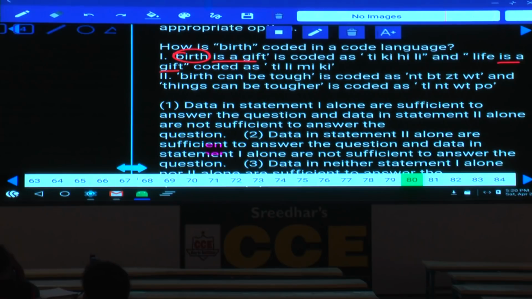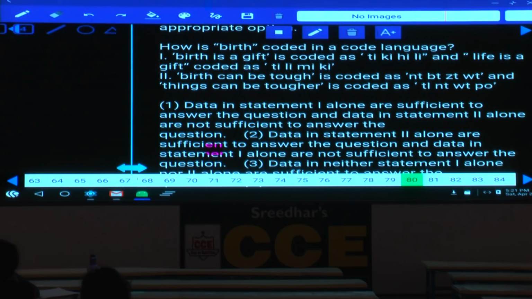And in data sufficiency, we are not bothered about what the answer is, rather we are checking whether the given information is sufficient to determine a unique answer or not. Isn't it? Hence, as only 1 word birth is left over, 1 code obviously will be left over. Hence it will be your answer. Hence 1 alone is sufficient.